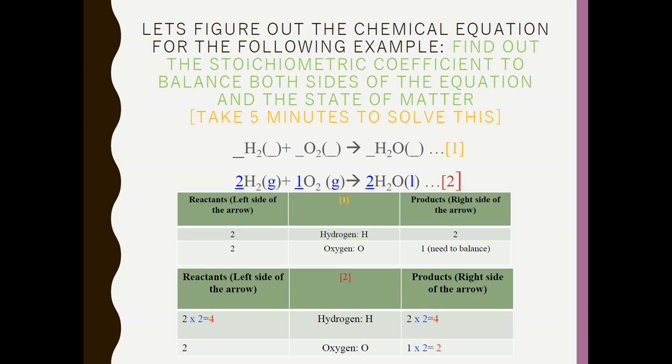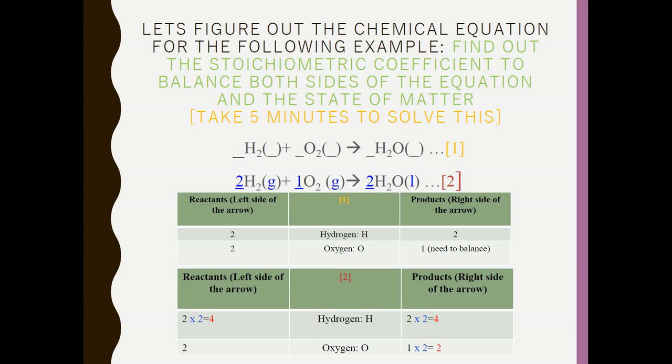Now what you can do is go back in the equation, and on the left side, you can multiply the H2 by another 2. So you can write down a 2 in front of the H2. So you're going to have 2 times 2, 4. So now the equation is balanced. So the answer is going to be 2H2 plus 1O2 goes to, or yields, or produces, 2H2O.